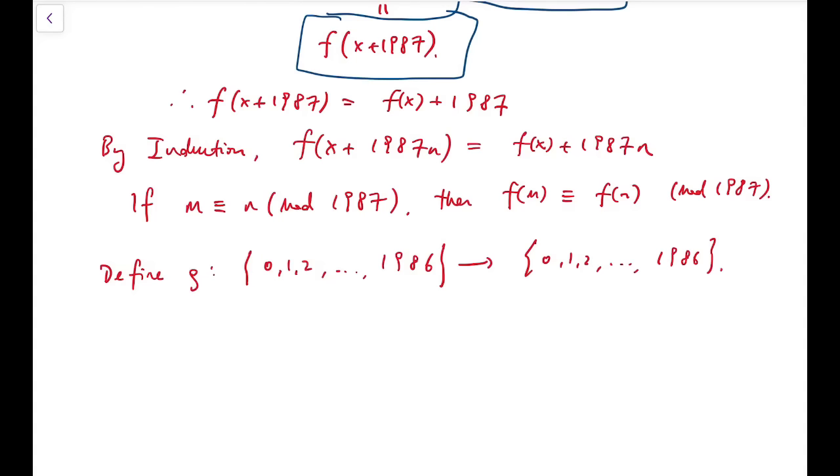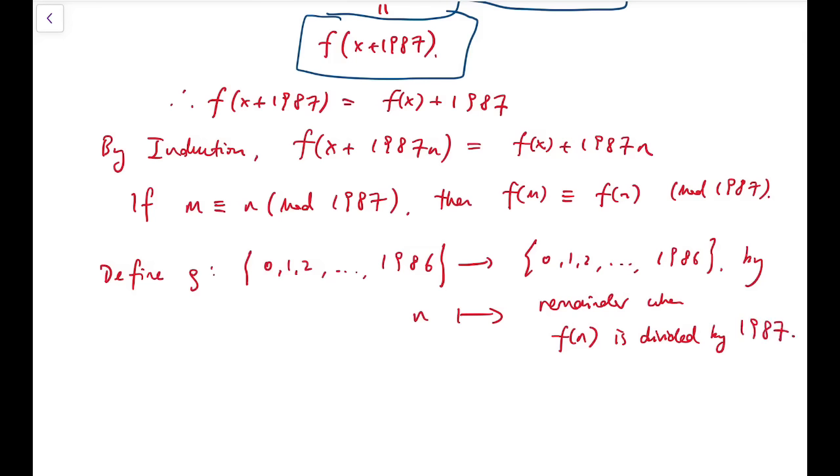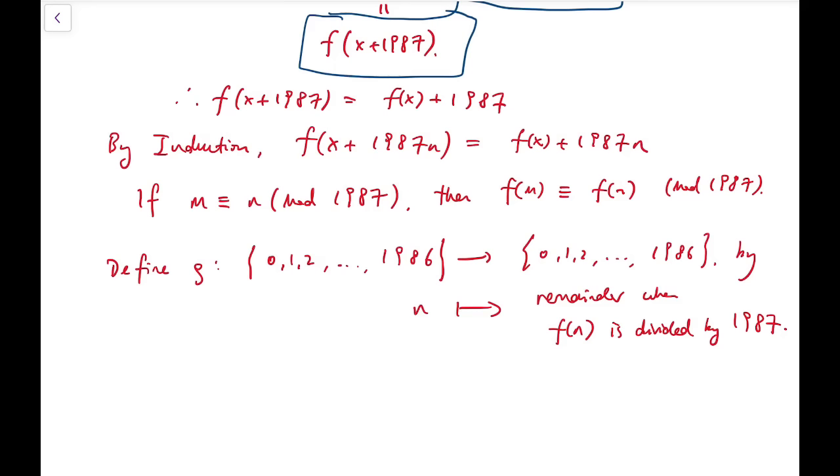Basically, possible results after taking mod 1987, to be precise, the remainders after dividing by 1987. Then I define this function g by mapping n to the remainder when f of n is divided by 1987. So be careful here, I'm not taking f of n mod 1987, but instead exactly the remainder when the division is done.